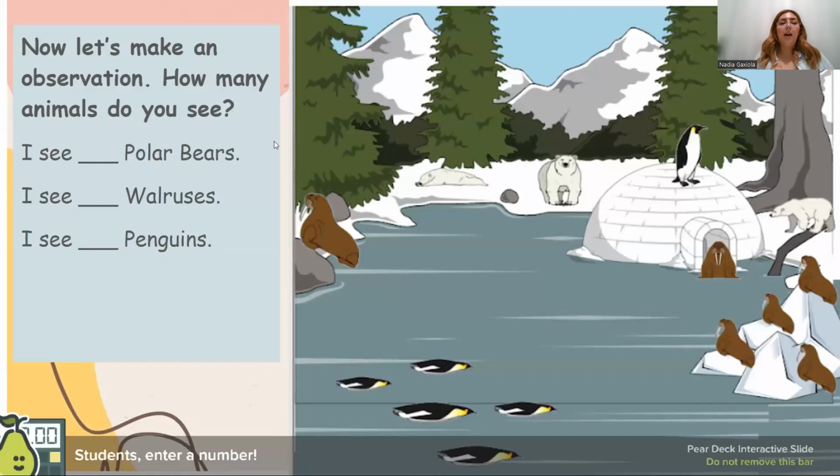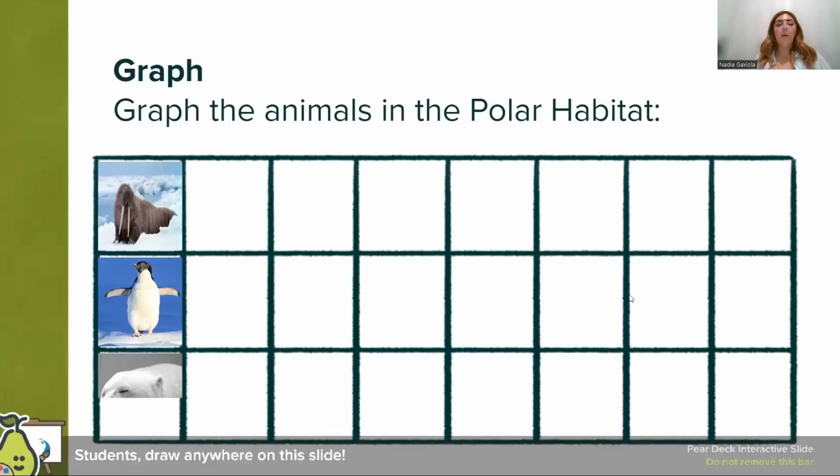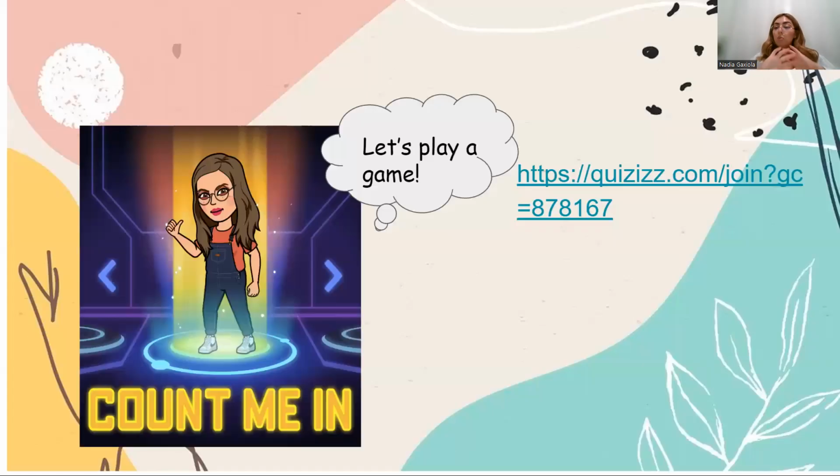And then here I have included another Pear Deck slide where they will type in the numerical responses, just counting whatever animals they see here. Based on what the response is, we are also going to graph, which will be another drawing response for the students. And then just to wrap up the whole lesson, we are going to play a game.